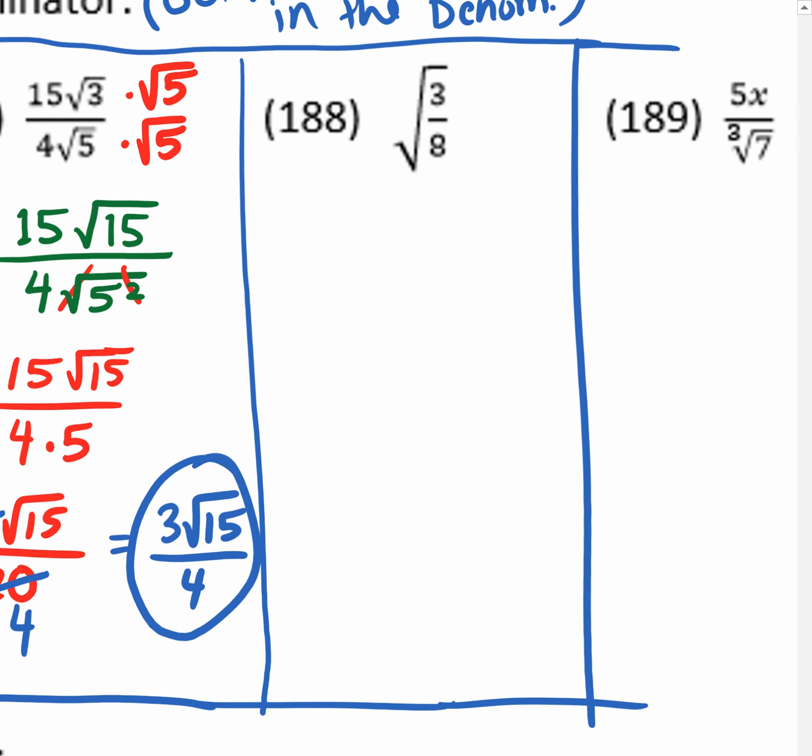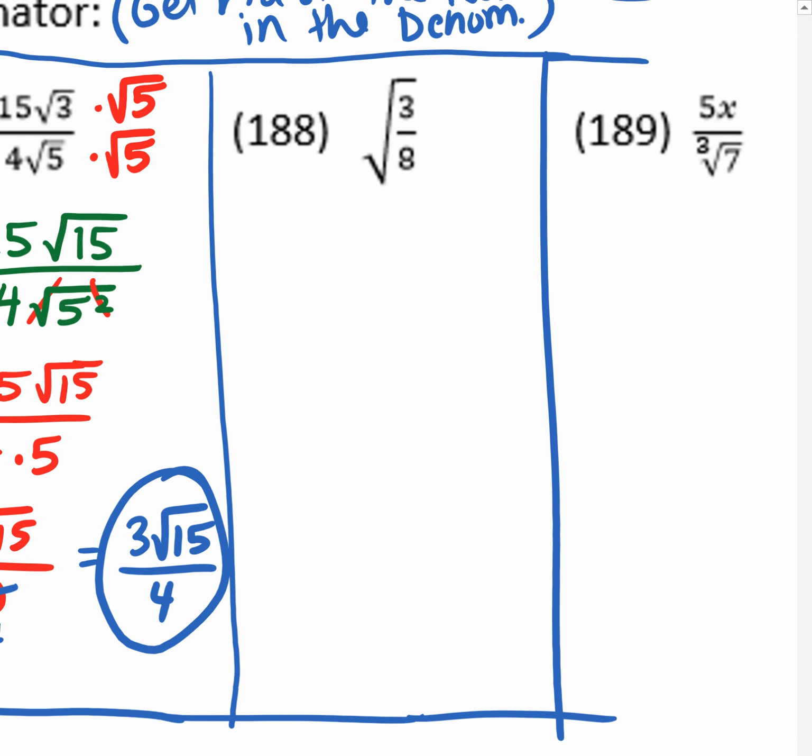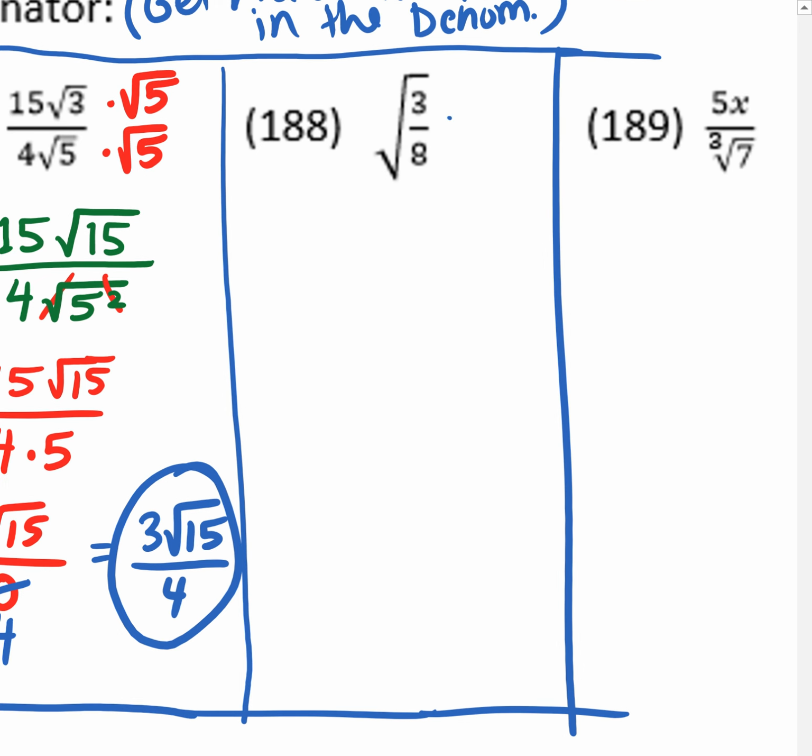All right, in 188, this one, it looks different. Like, what? There's no root in the denominator. Well, I guess a fraction inside a root is bad too. Like if you were to split this into 2 roots like we've done before. Oh, now you have a root in the denominator, so it's equivalent to having the same problem.